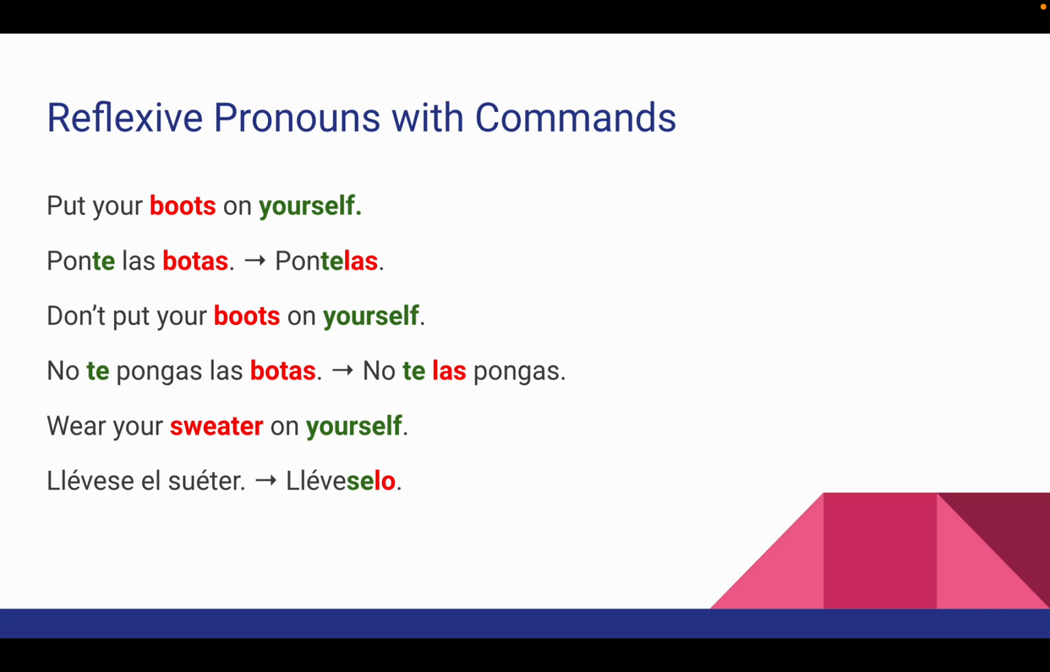So put your boots on yourself. Ponte las botas, póntelas. Don't put your boots on yourself. No te pongas las botas, no te las pongas. Right? Remember, if it's affirmative, you just stick the indirect and direct object pronouns right to the end of the verb. If it's negative, don't do it. They have to come before the verb, indirect object, direct object, as two separate words. So no te pongas las botas, no te las pongas.